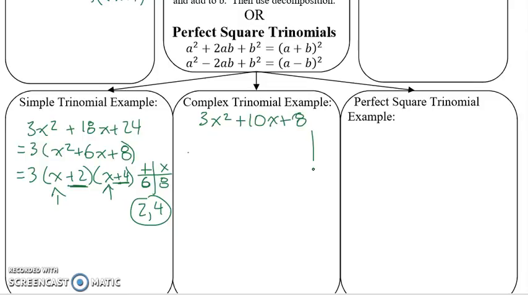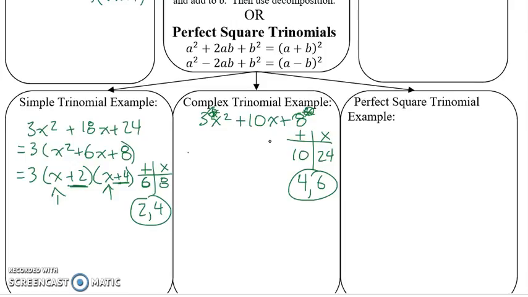Now in this case, what we want to do is find 2 numbers that add to 10, but be careful: we want to find 2 numbers that multiply to 3 times 8. Put a star beside that 3 and a star beside the 8. So 3 times 8, that's 24. 2 numbers that add to 10 and multiply to 24 are 4 and 6.